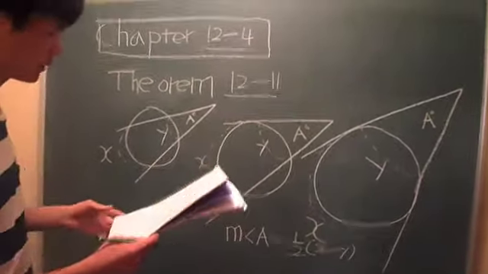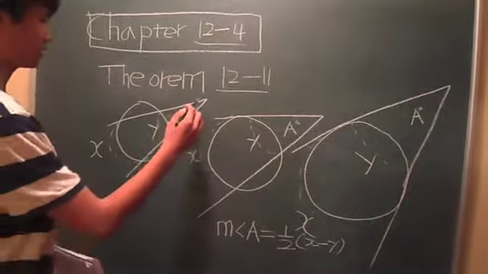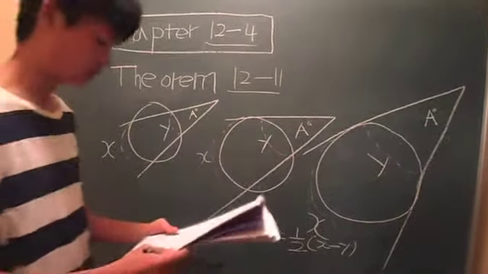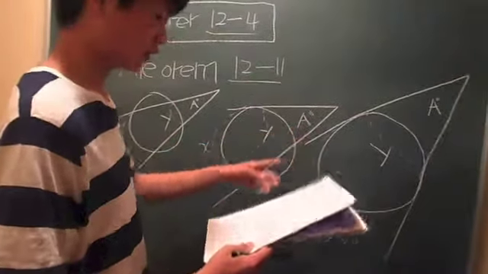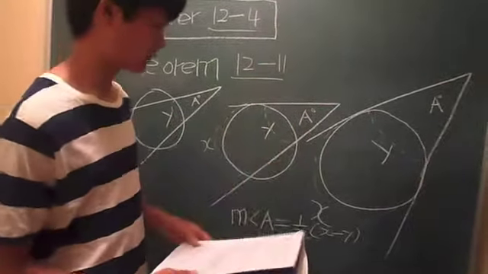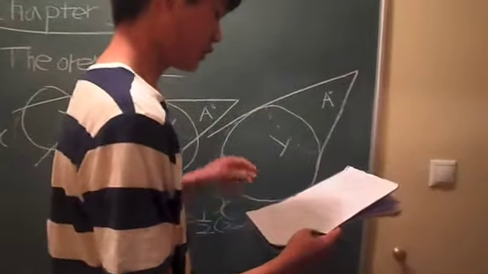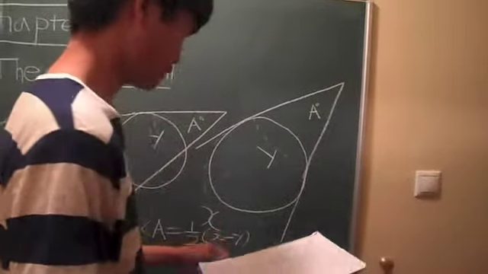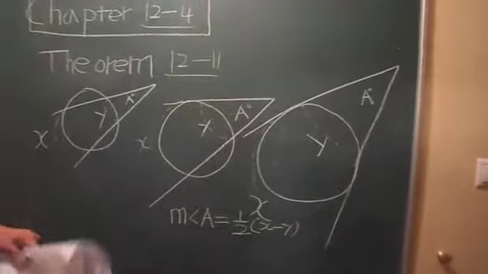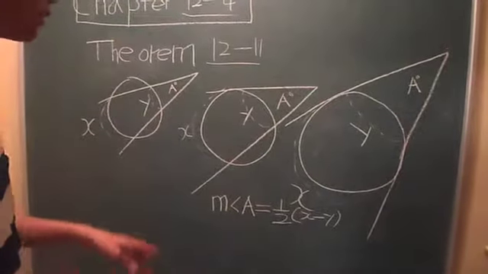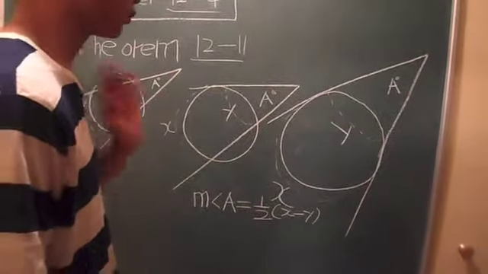The first one is when both secant lines touch the circle and intersect outside the circle. And the second one is when one line is tangent to the circle and one is just a secant to the circle. And the last one is when both lines are tangent to the circle and intersect outside the circle. The equation to find x and y is measure of angle A equals 1/2 x minus 1/2 y.